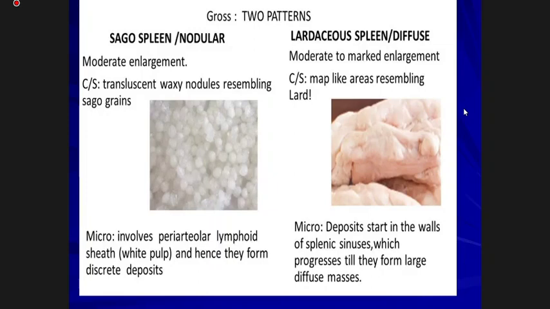Microscopically, this amyloid involves the periarteriolar lymphoid sheath. The sago part is the white part. Another pattern is the enlargement of the tissue, seen in cross section. It looks like a map, what we call map-like areas resembling lard, the lardaceous spleen.